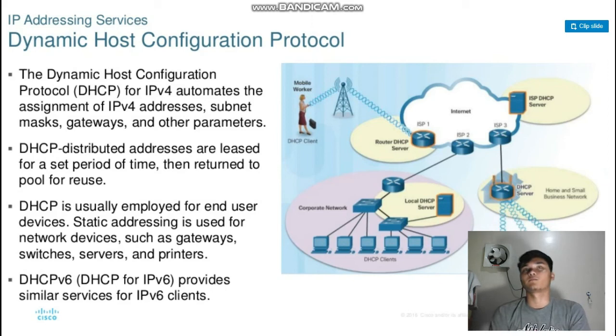So DHCP can be used for the PC and all end devices, except for printers. DHCP can distribute a unique IP address for all hosts. It provides similar services for IPv6 clients.